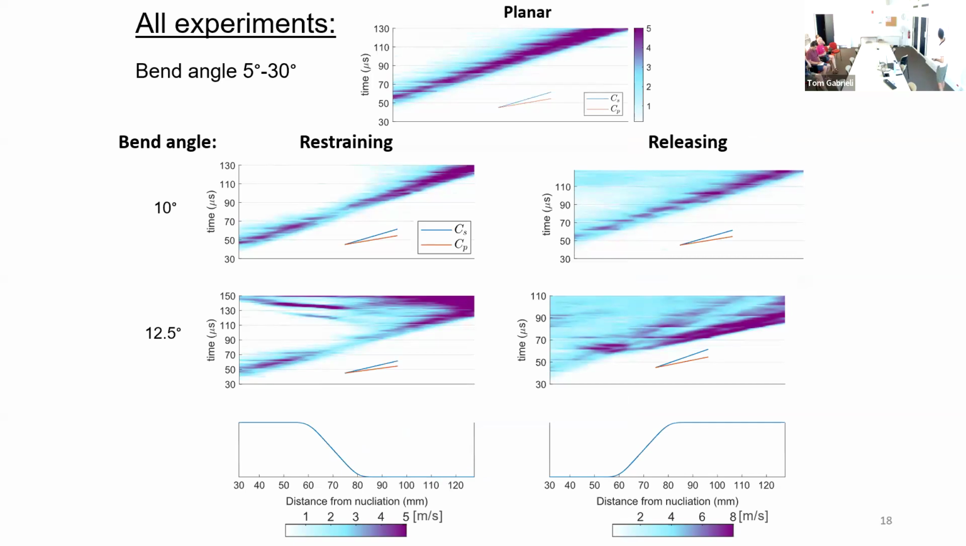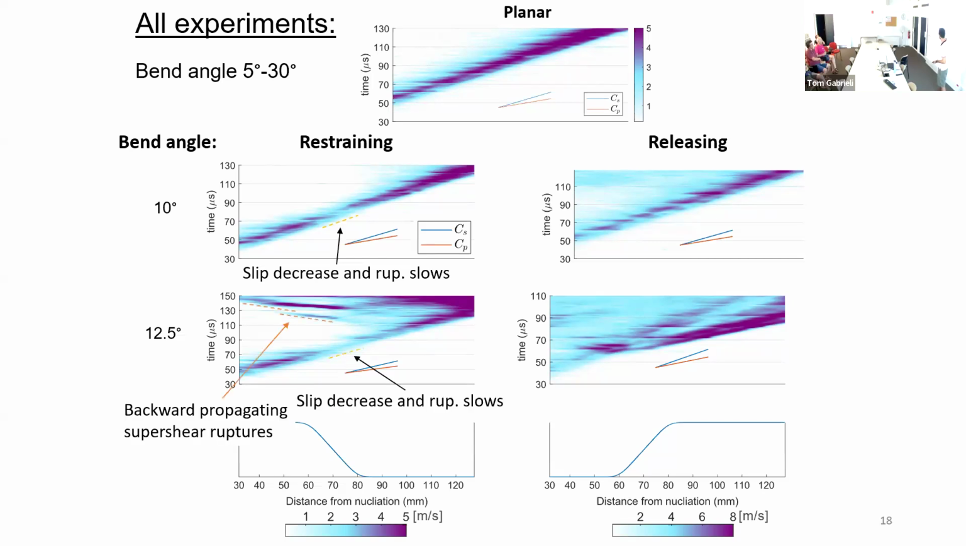So this is our reference, like I said, a planar interface, and we can see that it's a sub-Rayleigh pulse. And this is for a 10 degrees restraining band. So on the band, you see this is the geometry. On the band there is a decrease in the slip velocity. But after it, the rupture continued to propagate smoothly, and there is no significant change from the reference. But in 12.5, the experiment we saw before, there is this slip decrease, and after the rupture passed the band, there are backward propagating supershear ruptures.